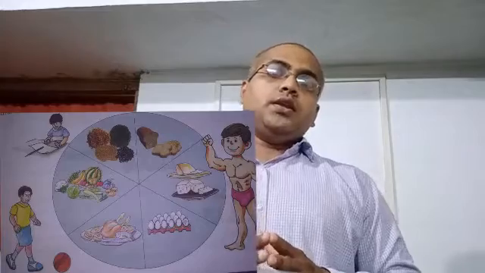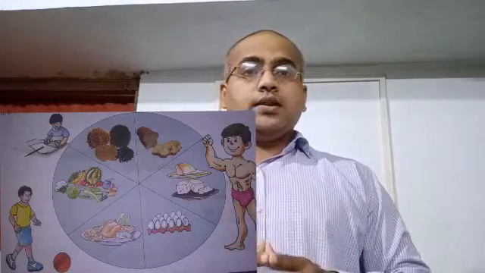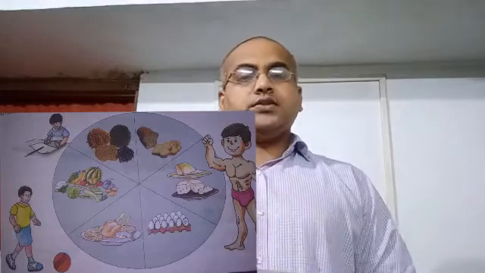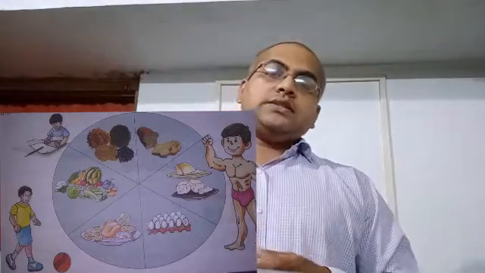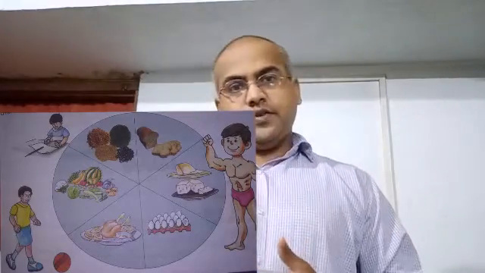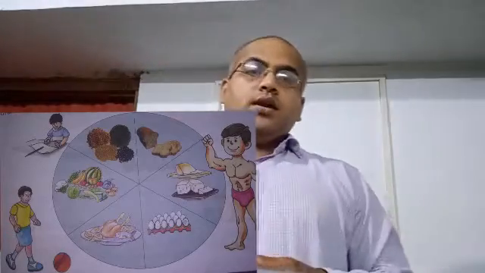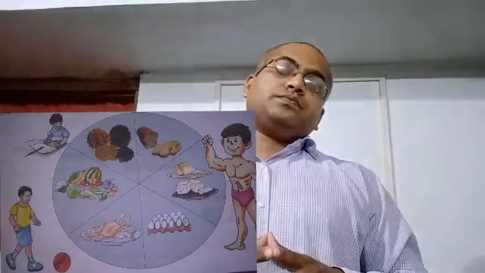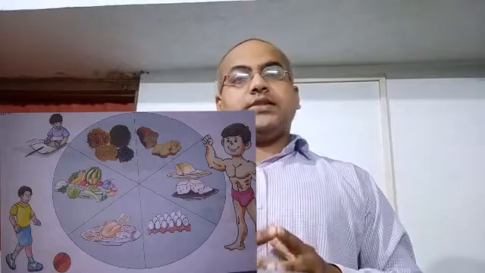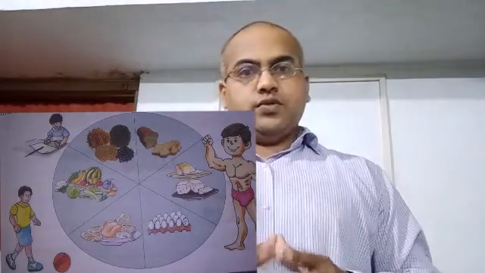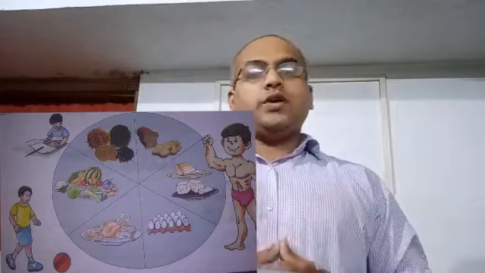Normally in our food there are carbohydrates, proteins, fats, vitamins, minerals, roughage or dietary fibers, and water. These are the 6 things which are present in our food. So let's discuss them one by one.